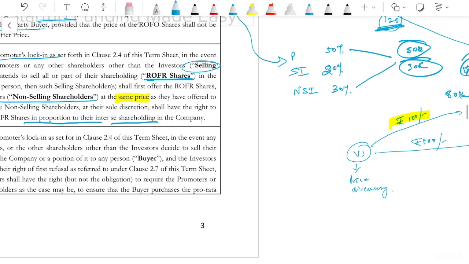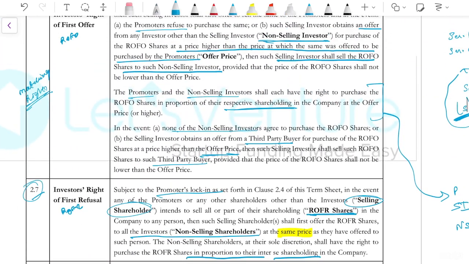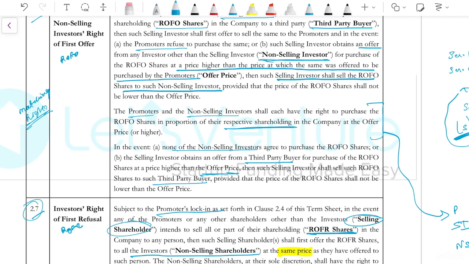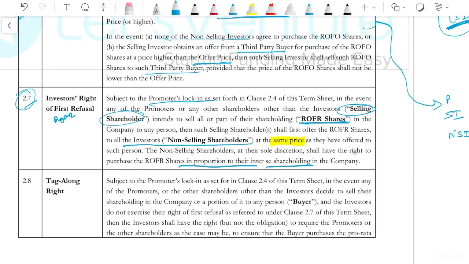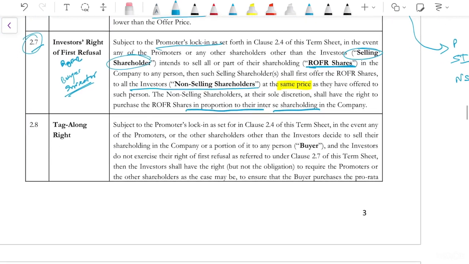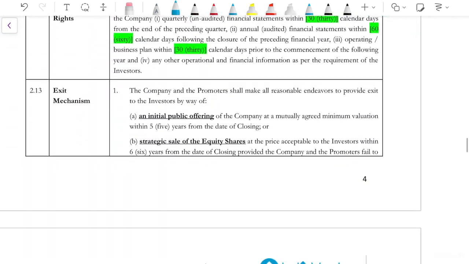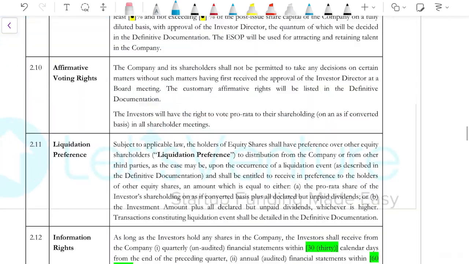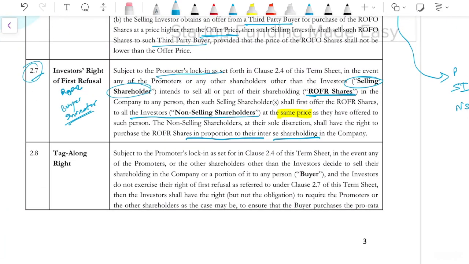So this is ROFR. Now understand, in case of ROFO, the onus of price discovery lies on the buyer. Hence, it is more favorable for the seller of the shares. However, in case of ROFR, the onus of price discovery lies on the seller, so it is more favorable for a buyer or an investor. Got it? I think I'll take a break at this clause at 2.8, and I'll cover from 2.8 in the next part of the term sheet discussion video.